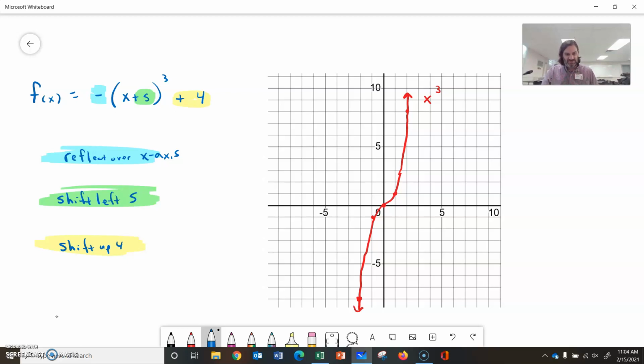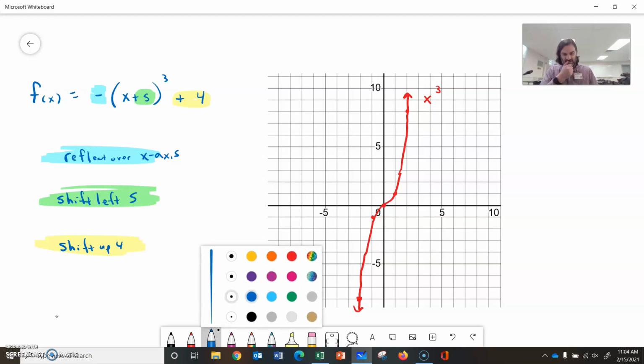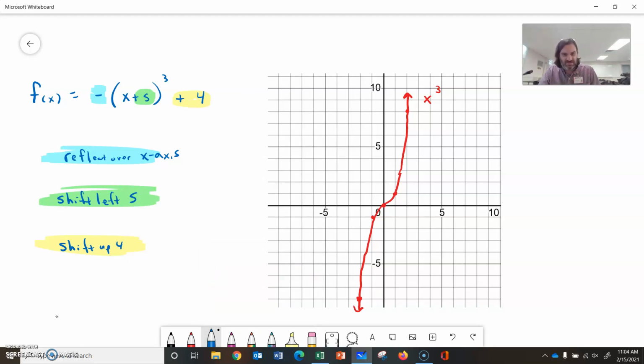So let's see. Let's try and put this function on here. One thing we know is that we're going to take this function and we're going to move it left 5 and up 4. Okay, so that's the center, and then it would have been flipped over. So imagine flipping it over first. So I'm going to try and recreate the best I can that cube function coming out of the center flipped over.